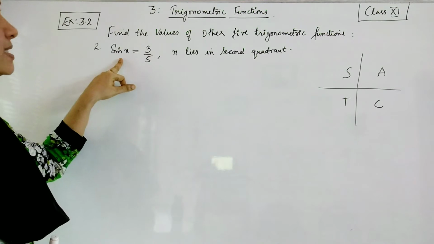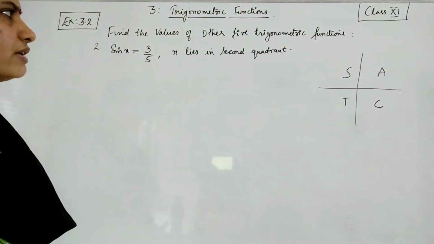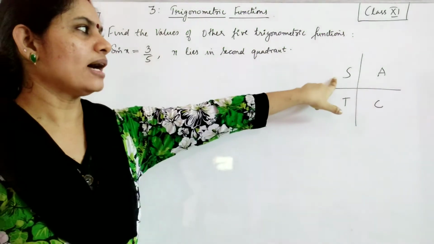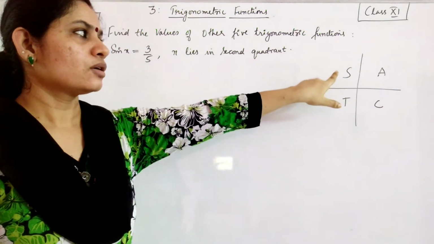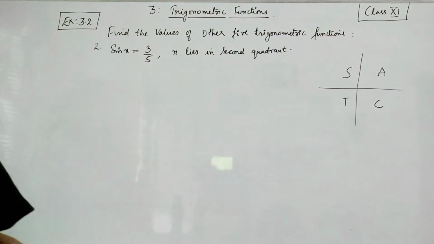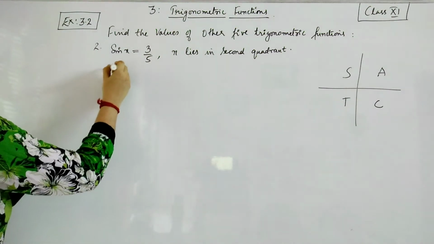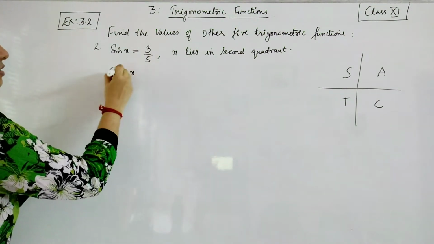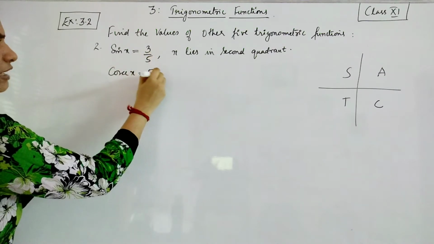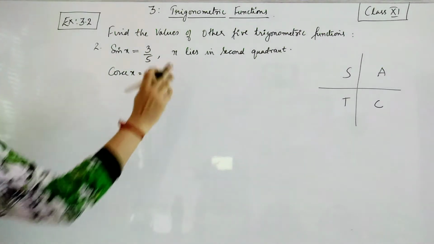Next question is sin x is equal to 3 by 5, where x lies in the second quadrant. Again, when x lies in the second quadrant, your sine and cosec are positive, and the remaining will be negative. First of all, we will find cosec. Cosec is the reciprocal of sine, so you will get 5 by 3. Again it is positive because it is in the second quadrant.